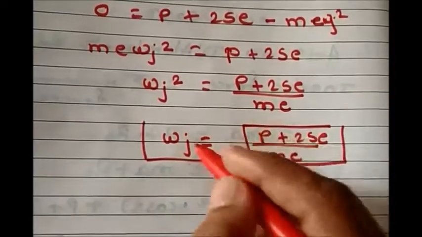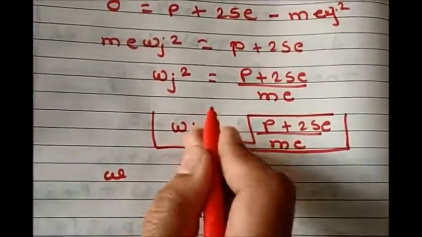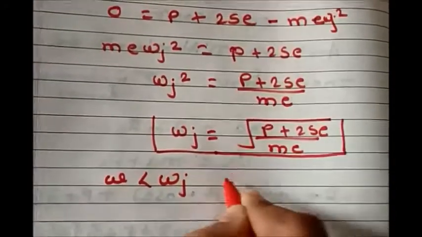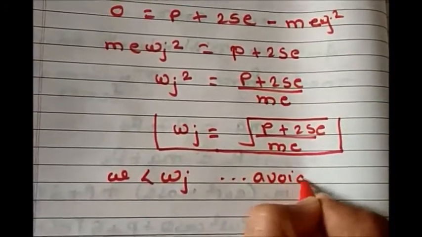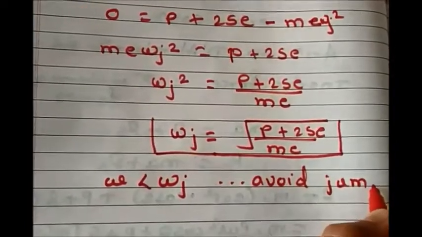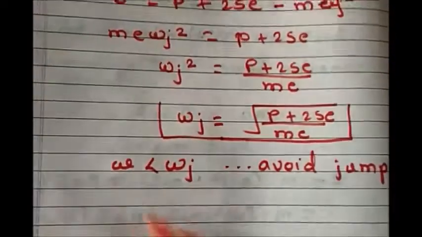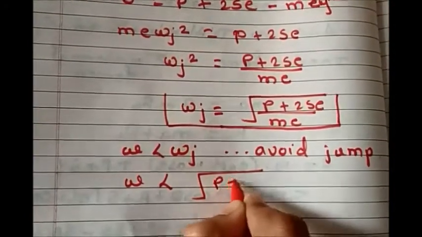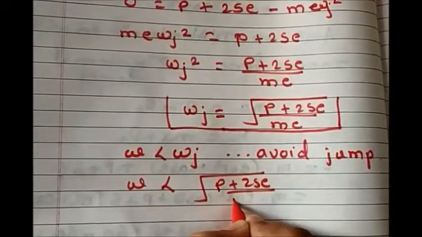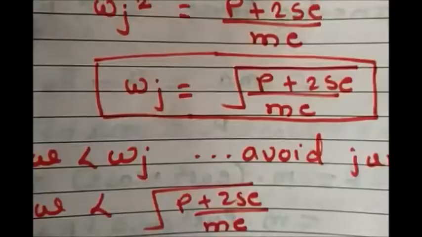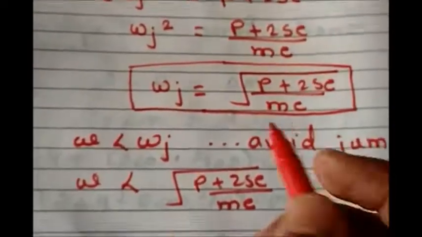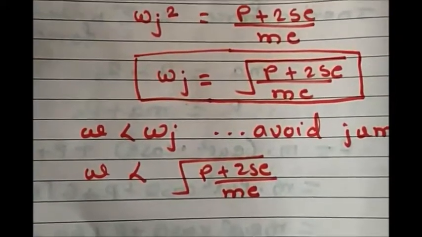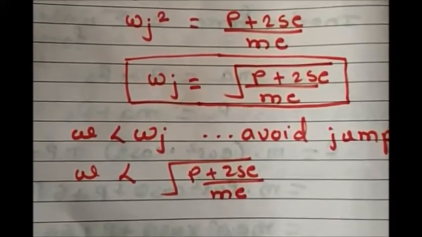Now when the speed of cam omega is less than this omega j, then and only then can we avoid the jump or cam jump phenomenon. So we can say that omega is less than root of P plus 2 S e divided by m e. So in this way we can calculate the limiting speed of any cam and follower to avoid the jump phenomenon. I hope you get the concept.